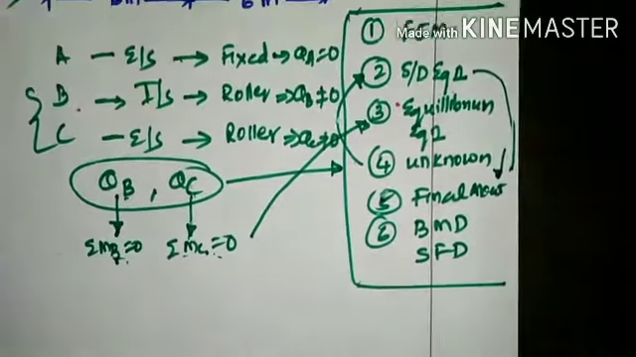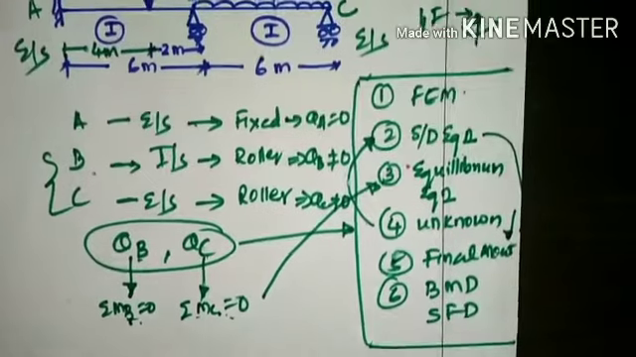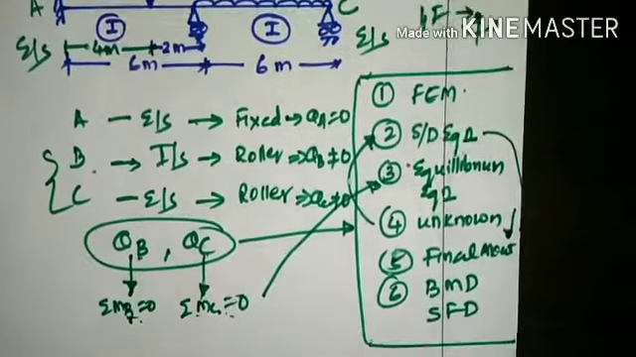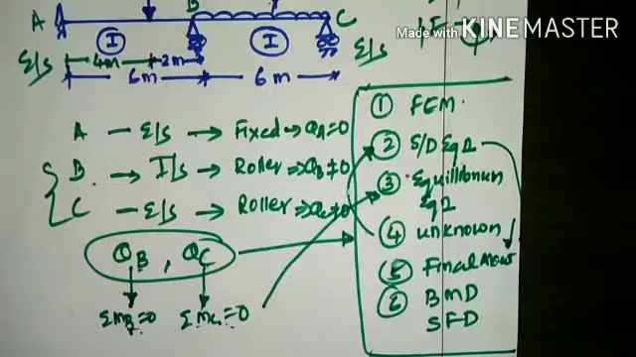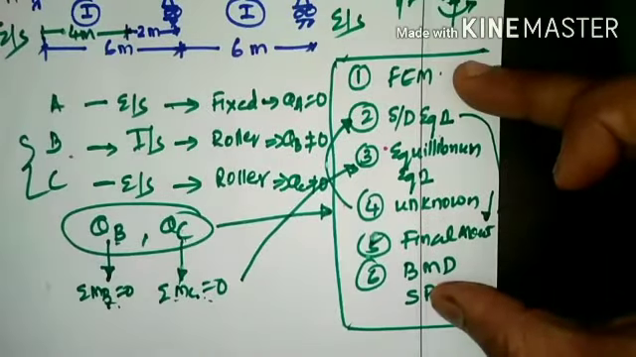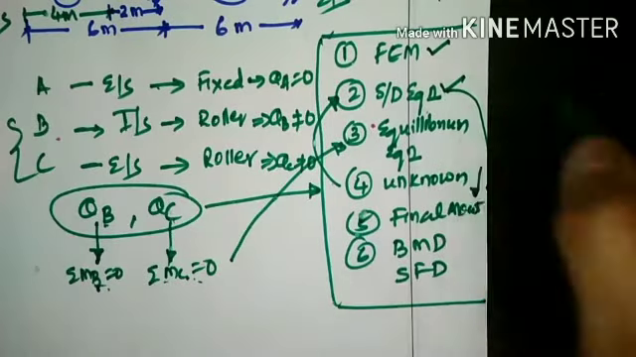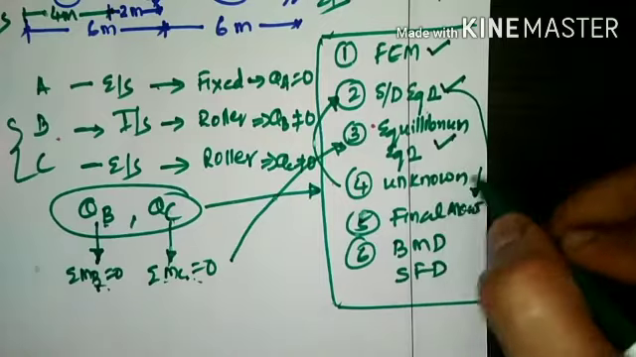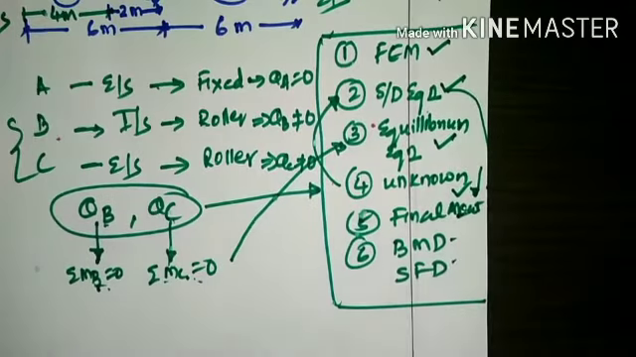So these are the fixed set of procedure that we need to adopt, whatever may be the type of support, whether it is a continuous beam or a portal frame, sway or non-sway. This set of procedure will remain the same. It won't change. The procedure is: first find the fixed end moment, then the slope deflection equation, equilibrium equation, unknown parameters, final value, bending moment diagram and shear force diagram.